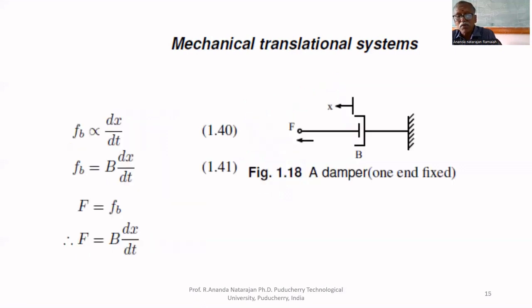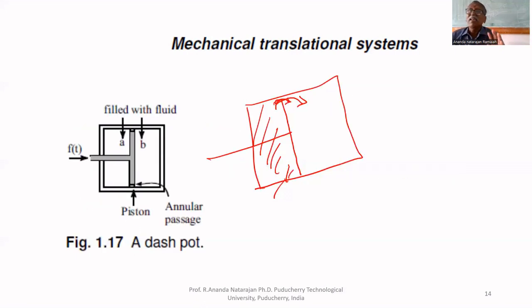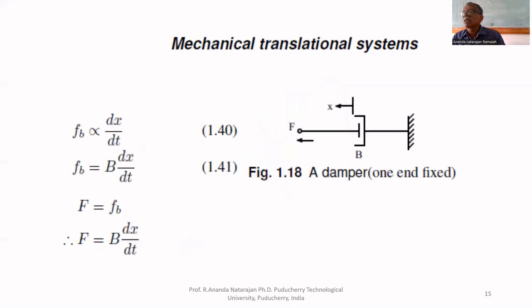To write the mathematical model, note that this will exist only if it is moving. If one end is moving, then only the dashpot property will exist. The door will slowly close. Once it is closed, there is no displacement and no dashpot effect. Therefore, only when velocity is there will that effect be there. If you apply some force, the force due to the dashpot is proportional to the velocity, that is dx by dt.